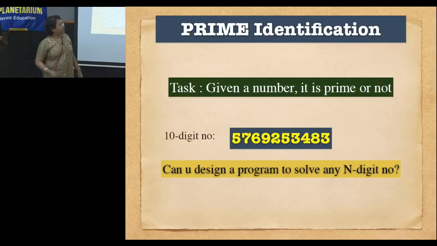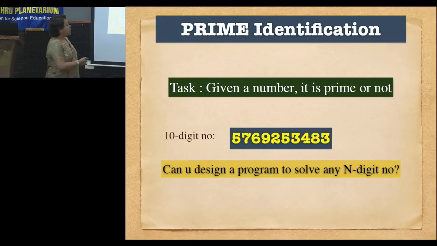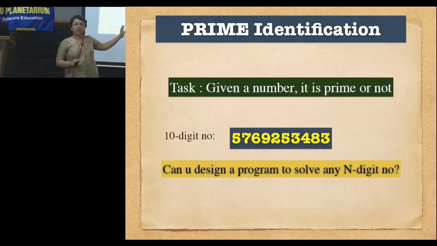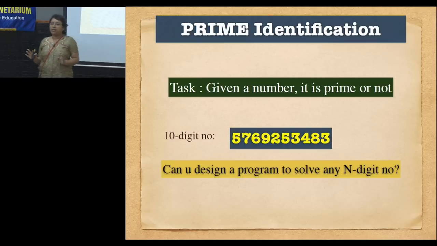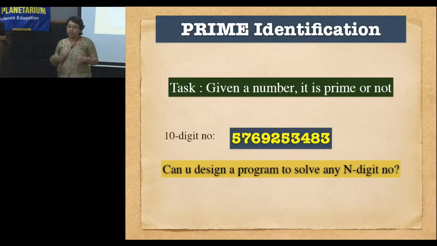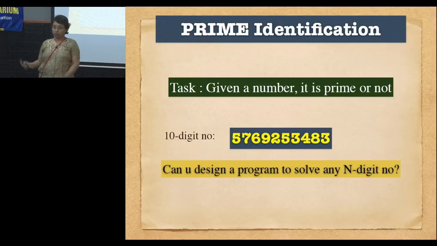So the question that we ask is the following: can you design a program on a normal computer which can tell me whether an n-digit number is prime or not, any arbitrary n-digit number? Here I put 10, but you can say a 125-digit number or any number of digits. I have to write an efficient program so that at the end of the program I will be able to answer, in a reasonable time, whether this number is prime or not.